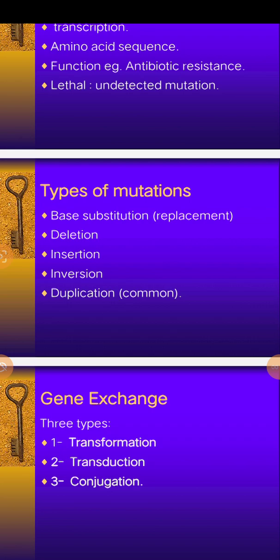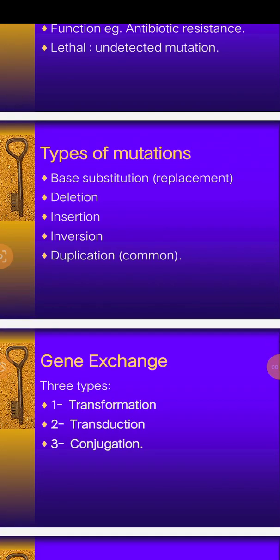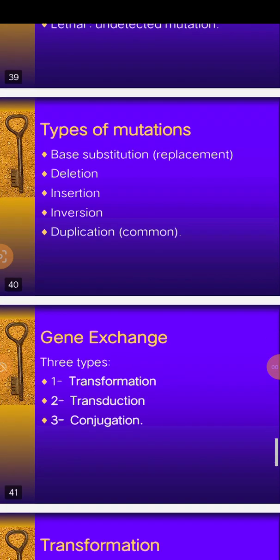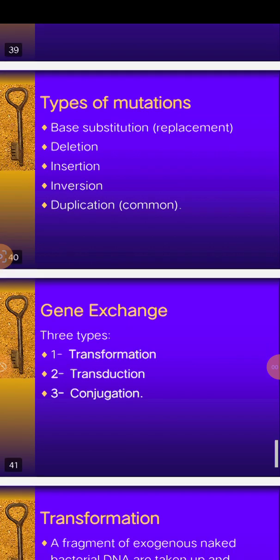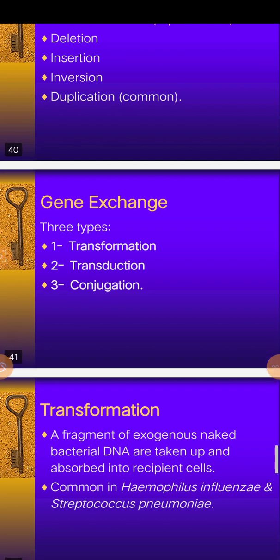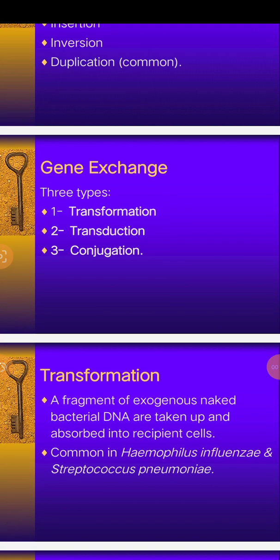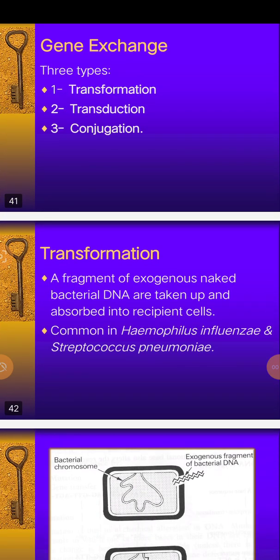There are different types of mutation: base substitution, that is replacement mutation; deletion, insertion, inversion, and duplication, which is a common type of mutation. Gene exchange is of three types, that is transformation, transduction, and conjugation.